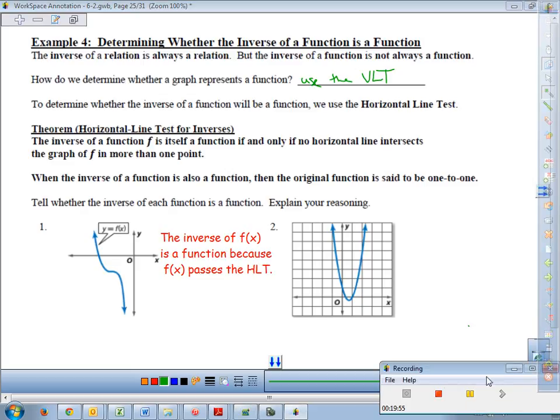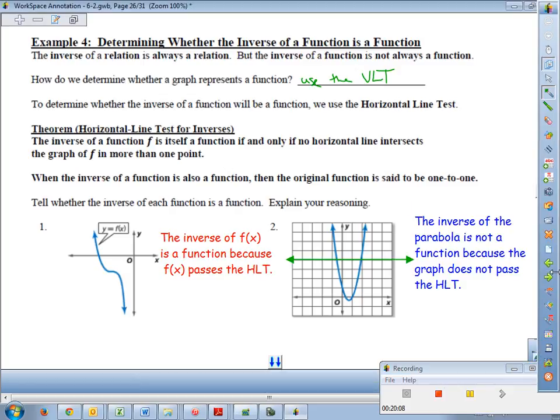Try the horizontal line test on number 2. We know number 2 is a function. It passes the vertical line test. Would its inverse be a function? What do you think? Yes or no? No. So we'll say no. The inverse of the parabola is not a function. Don't just say it's not a function, because that is a function. Its inverse is not a function because the graph does not pass the horizontal line test.